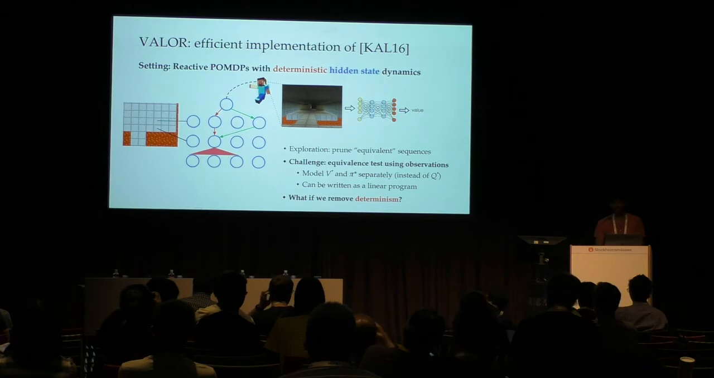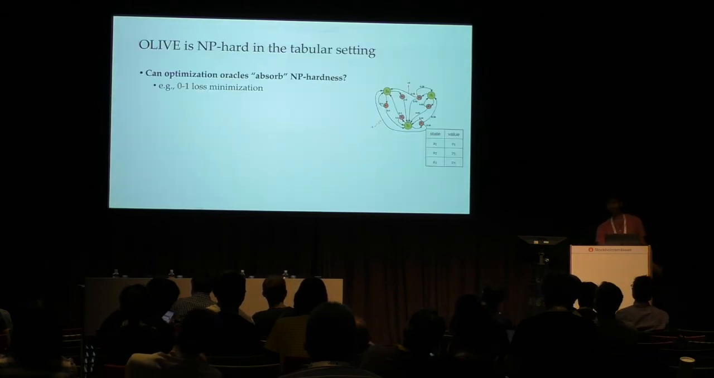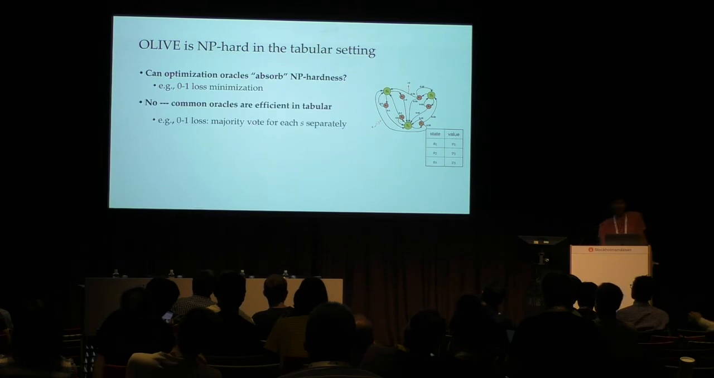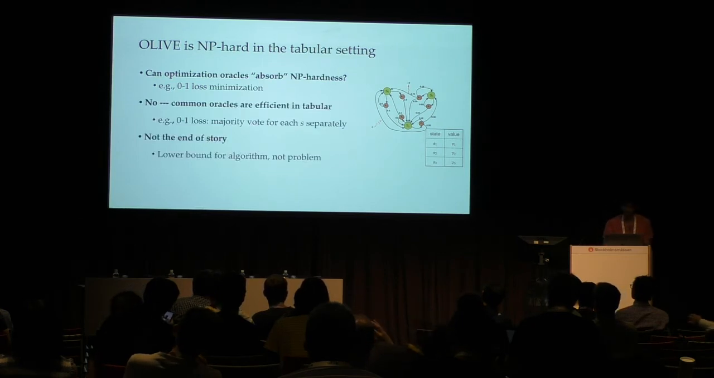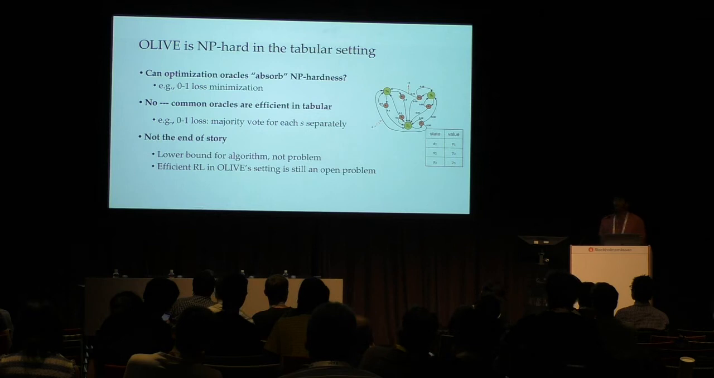So now the main question is, what if we remove determinism? I won't tell you too much about it, but we've proved that the optimization problem that this algorithm introduces is NP-hard. This is not a proof that the harder setting is not possible, because it's just something about the hardness of the optimization problem that Olive induces. Getting a good algorithm in the more general setting, with maybe stochastic hidden state transitions, is still open. If you want to know more, come talk to me.